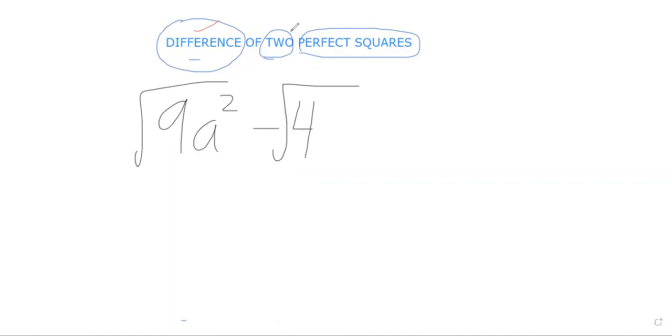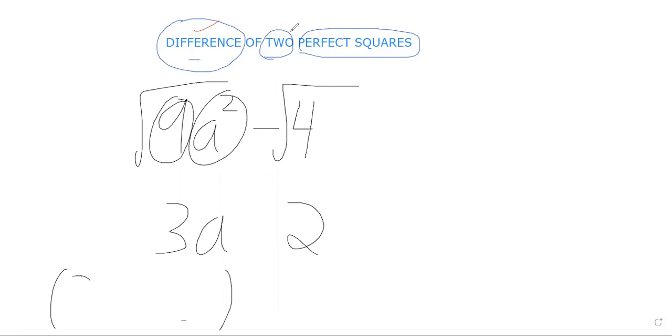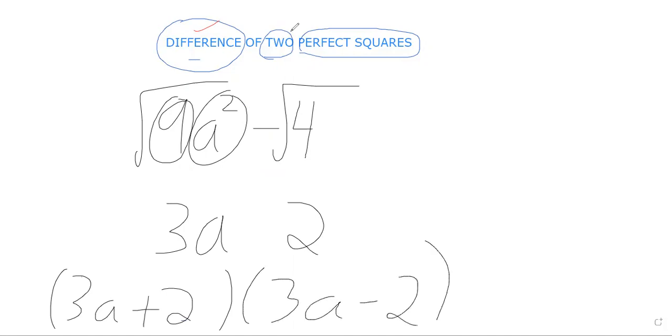Remember, I told you to square root both of them separately and put them together. The square root of 9 is 3, and the square root of a squared is just a. Then the square root of 4 is 2. So the answer, as I said, is one bracket adding together, 3a plus 2, and the next one, 3a minus 2. It doesn't matter whether you put the minus or the plus first. Once you put one bracket with them added together and the next with them subtracted, you get your marks.